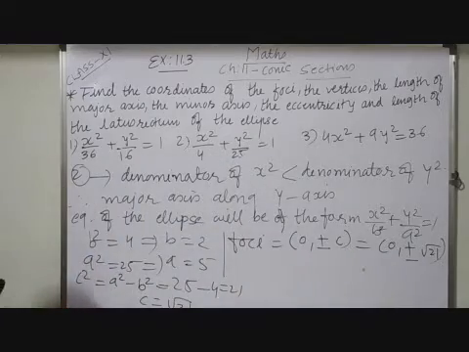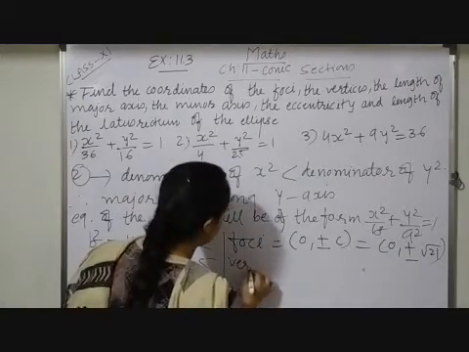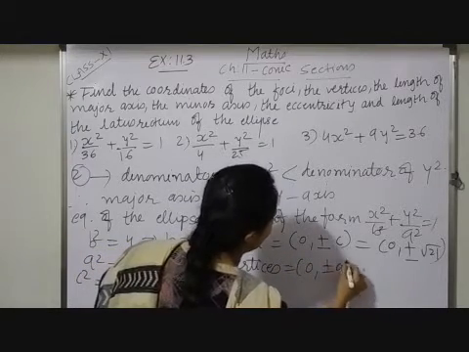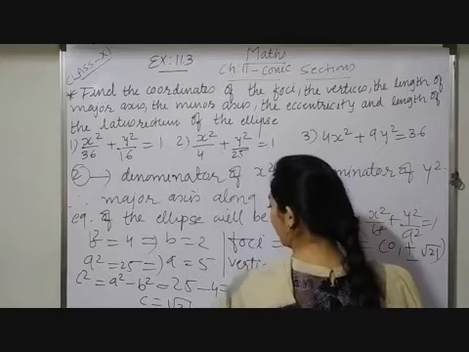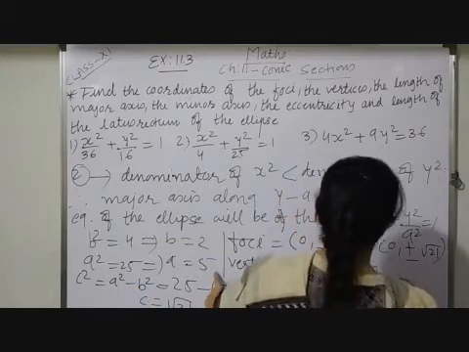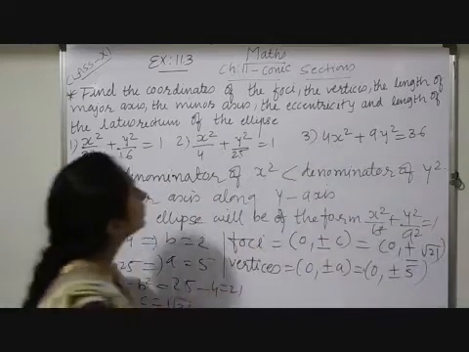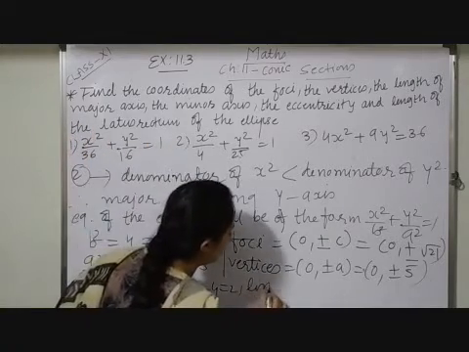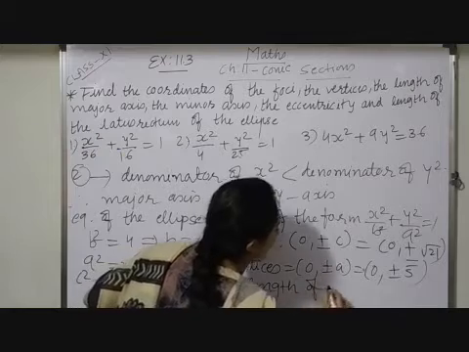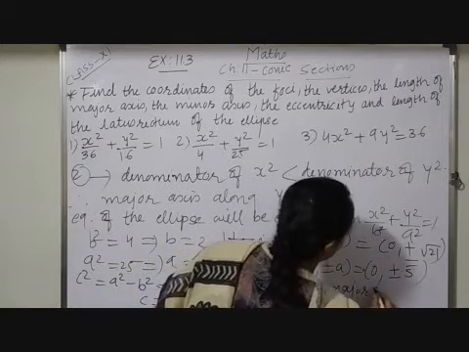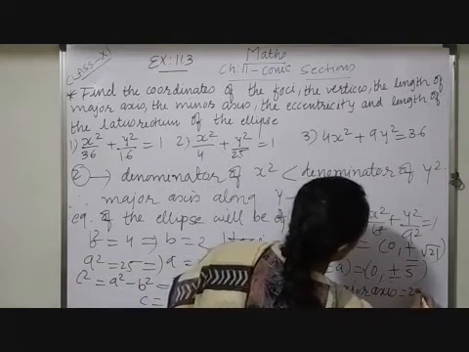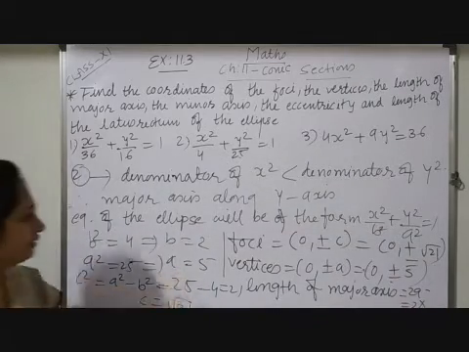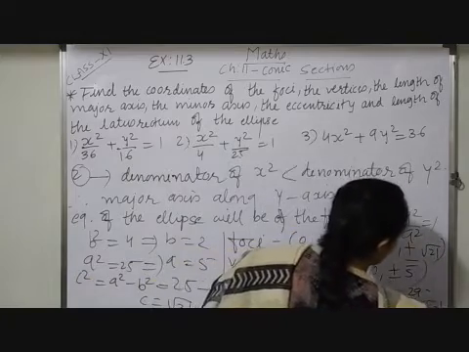After that we have to find the vertices. So here the vertices are 0, comma, plus or minus a. So that is 0, comma, plus or minus 5, since the a value is 5. After that we have to find the length of the major axis. The length of the major axis is equal to 2a, which is 2 into the a value we obtained, 5. So that is equal to 10.